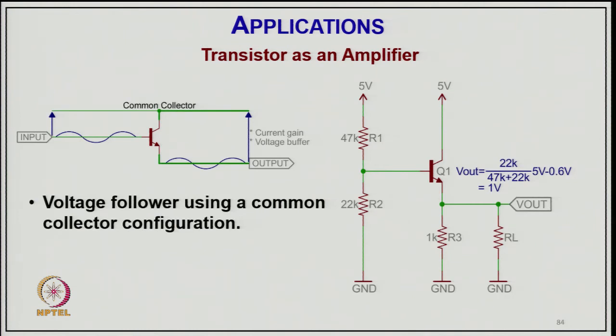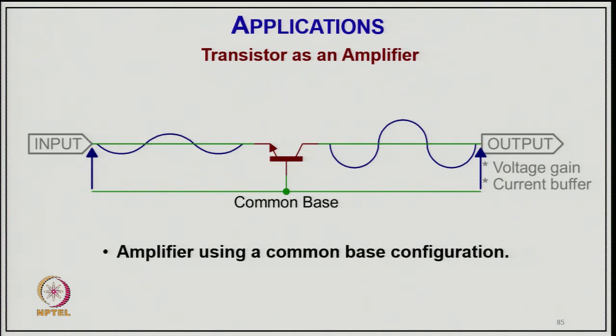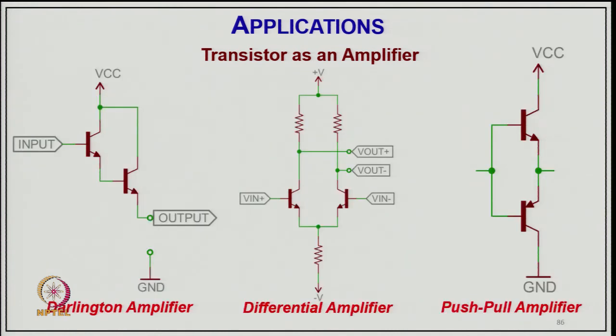This is the common collector configuration, how it is taking place as an amplifier, and this is the common base as a kind of transistor amplifier. And this is typically the Darlington amplifier. This is your differential amplifier, and this is your push pull amplifier.